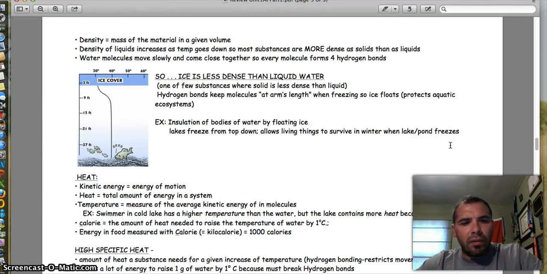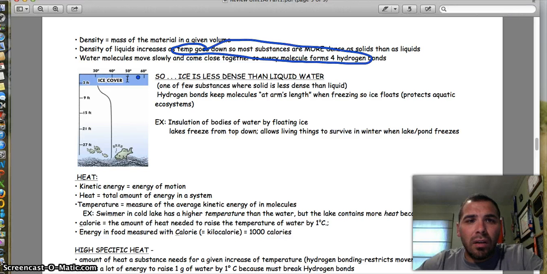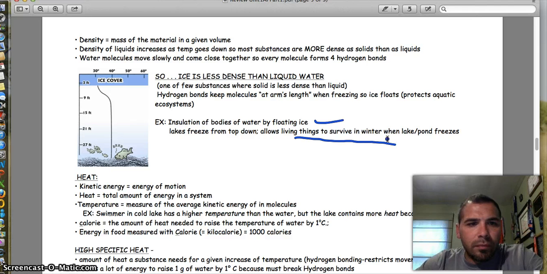Density, I think a lot of you have this one confused. The density of a liquid increases as temperature goes down, so most substances are more dense when cold. Ice is less dense than liquid water. One of the few substances where that's the case. Insulation, so this is why it's important. A lake freezes top down, which allows life to survive in the winter.